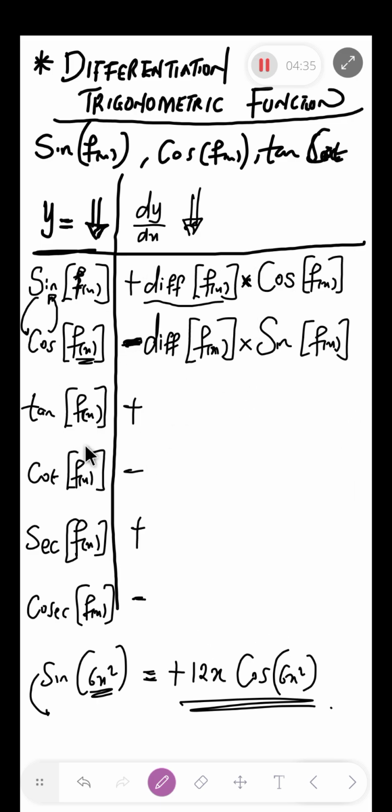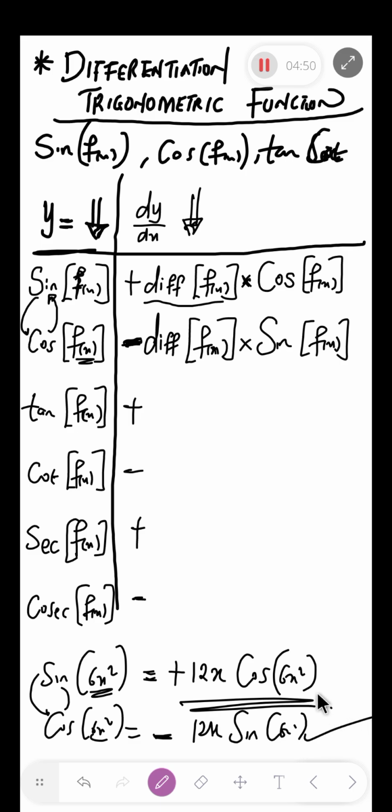And then let's go straight to tan. The same thing goes for cos 6x squared. Let's say you want to differentiate this. For cosine, you know that you are going back to sine. That should be negative. Differentiate 6x squared, that's 12x. Then sine 6x squared. So that's how it works in that case.